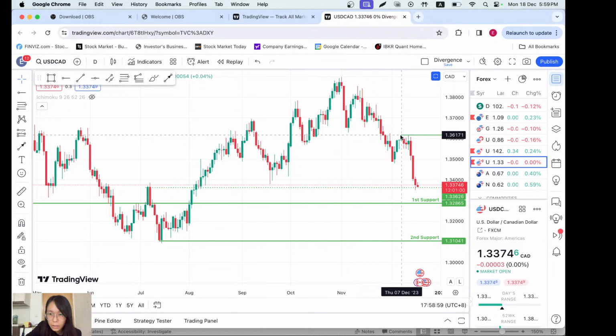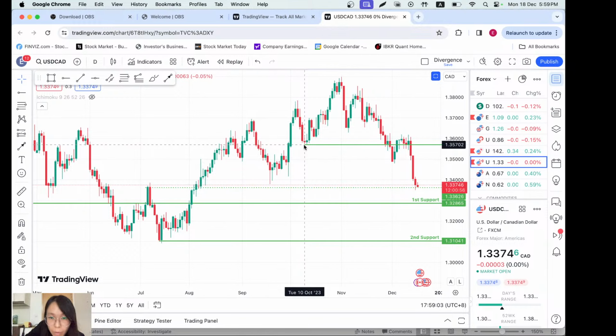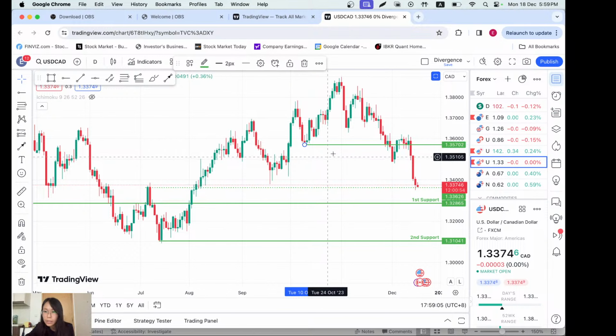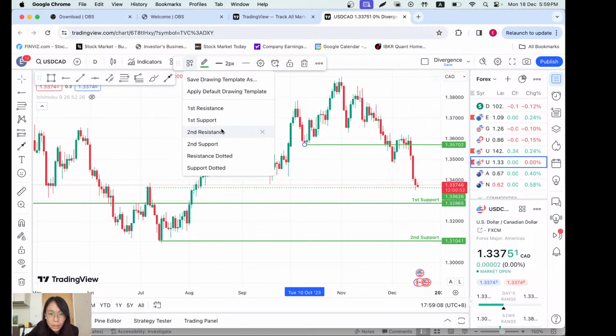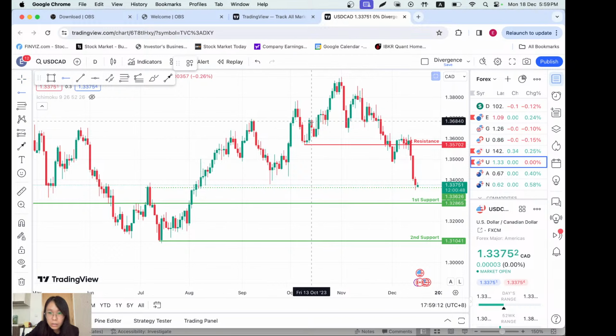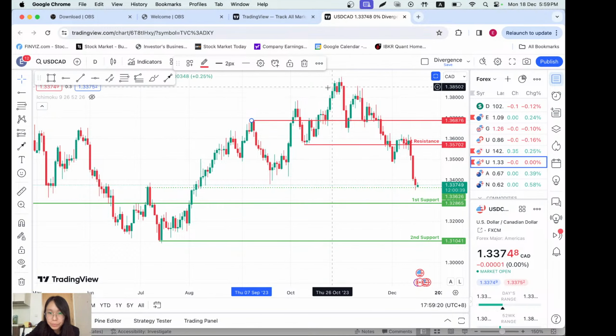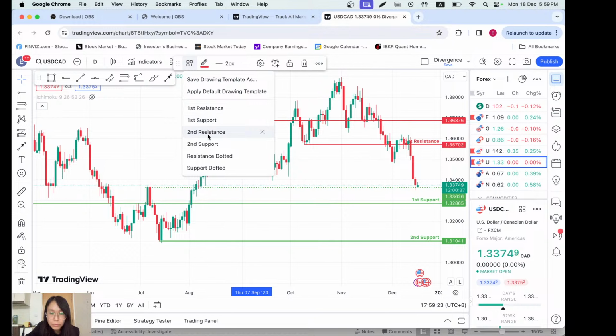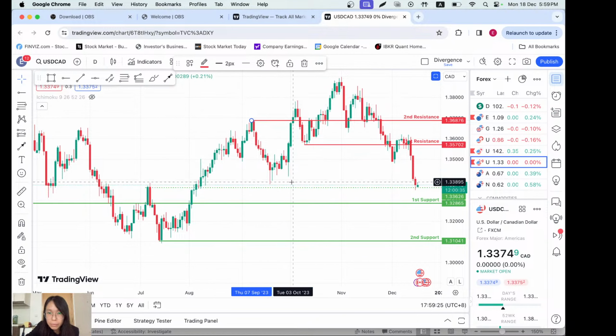For resistance, it will be... okay, I will use this as my first resistance. It captures this pullback, and the second one will be somewhere higher, right here. The price pullback goes all the way up and bounces off the line.